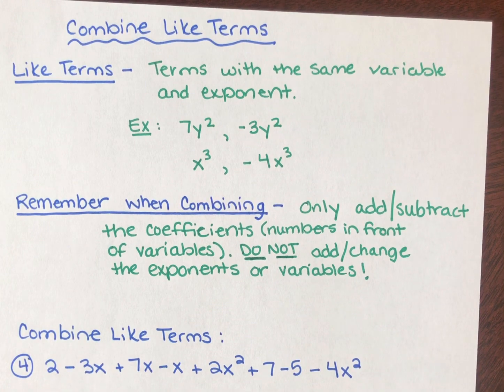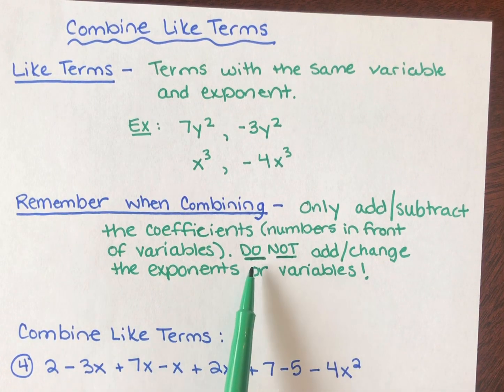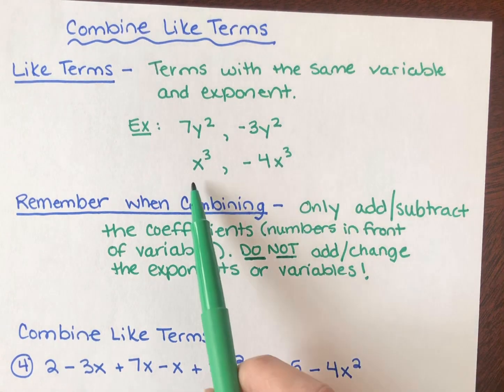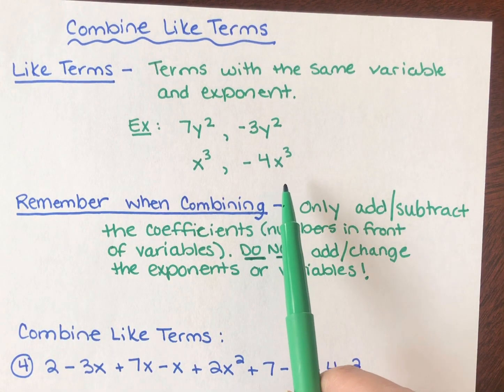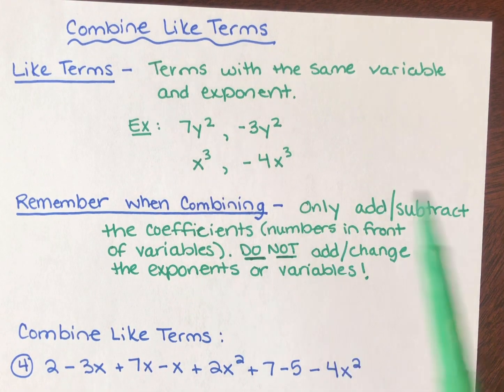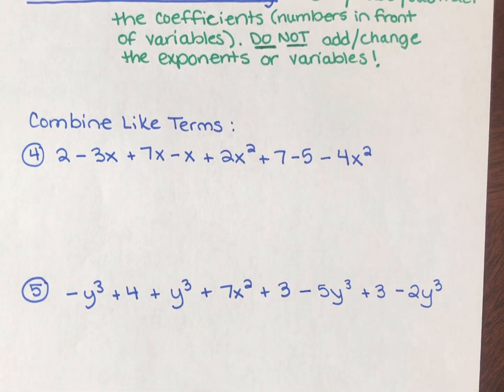Just don't forget when you are combining like terms that you only add or subtract the coefficients, which are the numbers in the front of the variables. You do not add or change anything about the exponents of the variables. So if you're going to add an x to the third with another x to the third, it's going to stay in x to the third. It's the number out front that changes. Okay, so let's look at two examples of combining like terms that you could see in your Delta Math practice.